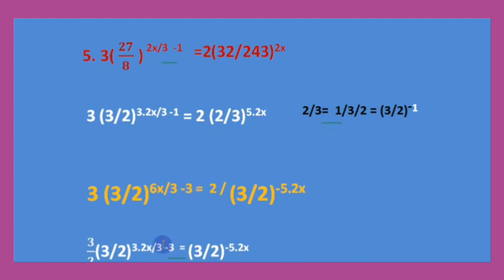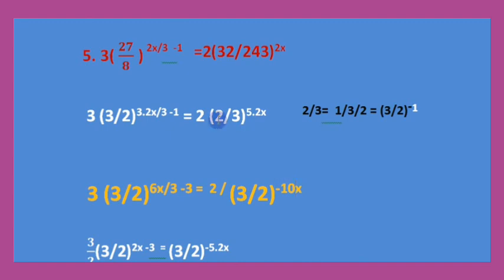Now 6x over 3 would be 2x. So I can simplify it. So it would be 2x minus 3. The right side part, 32 means 2 to the power of 5. 243 means 3 to the power of 5. Therefore, this would be 2 over 3 to the power of 5. And then 5 times 2x would be 10x. This minus sign, I will come to it.